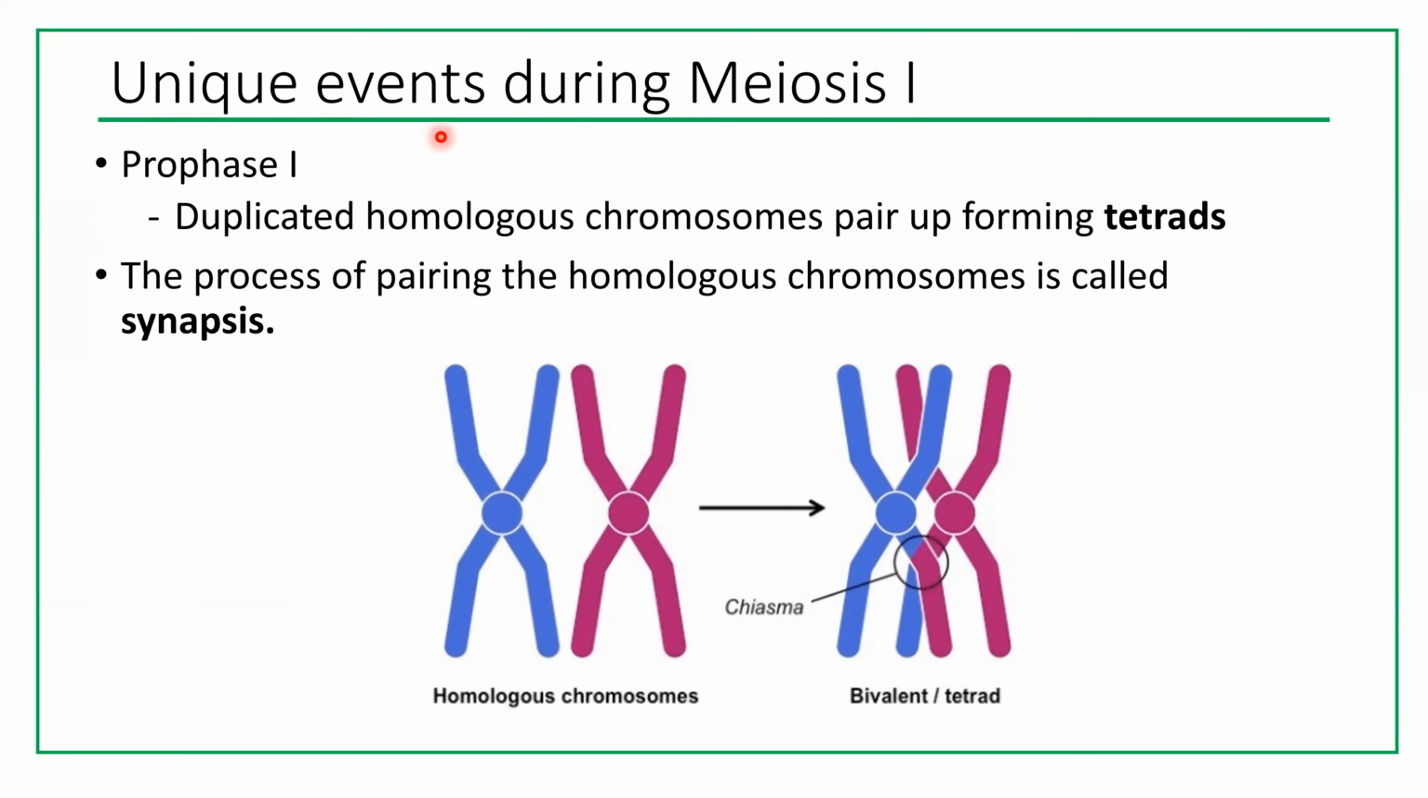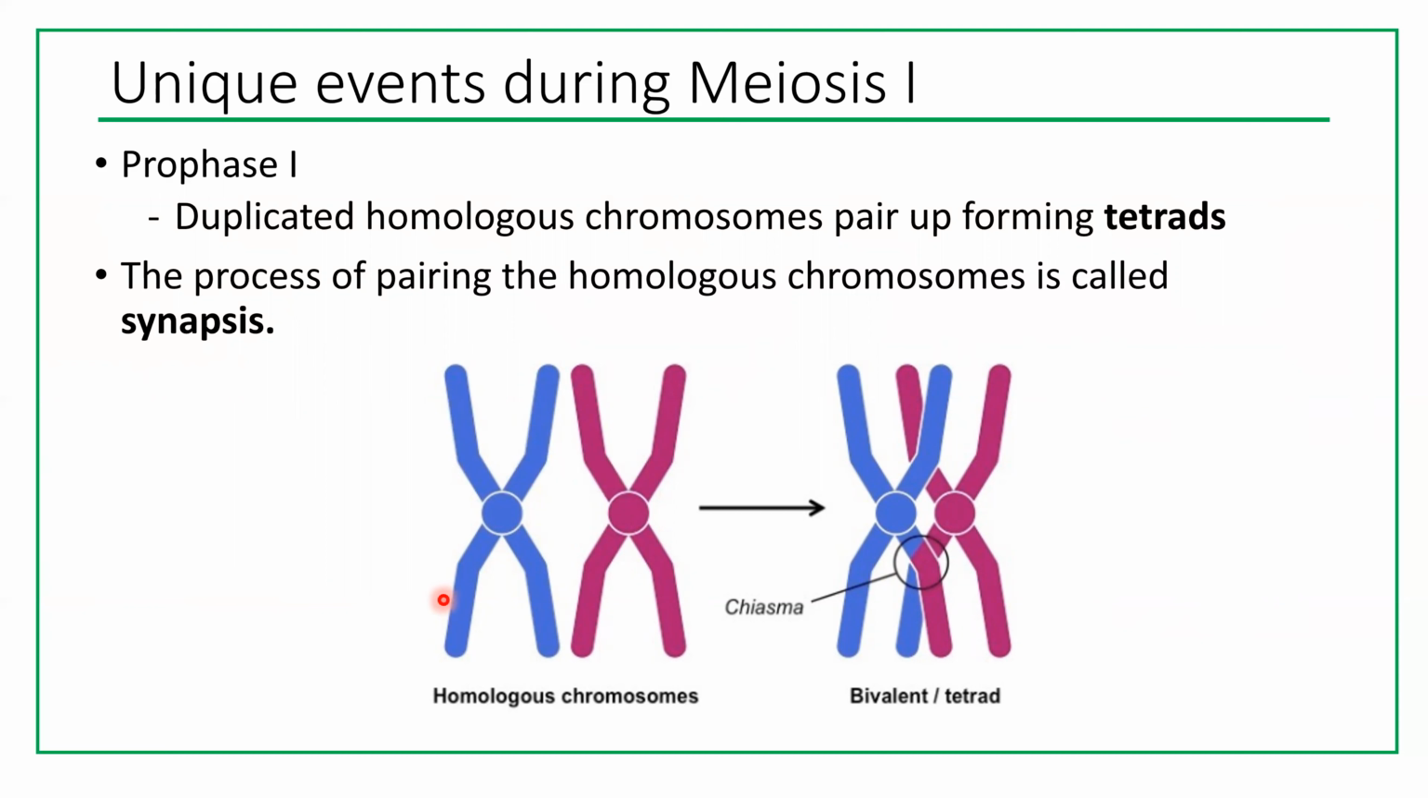Unique events during meiosis 1. Prophase 1: duplicated chromosomes, homologous chromosomes pair up, forming tetrads. What is shown here in blue and in this magenta color are homologous chromosomes. Now, let's imagine those are my chromosomes. So that's the chromosomes that I get from my dad, and this is the chromosomes that I get from my mom. So they pair. I call them homologous.